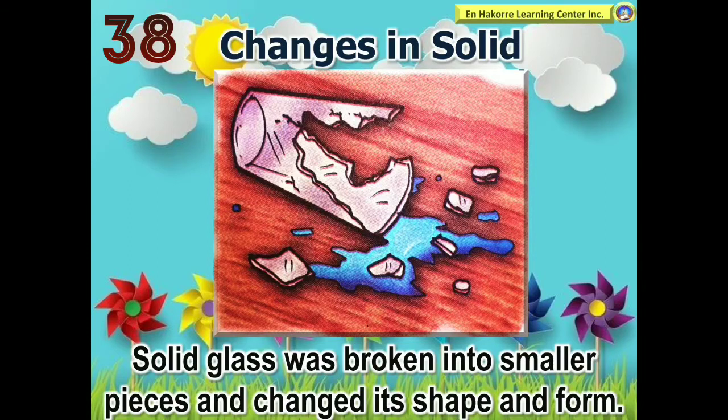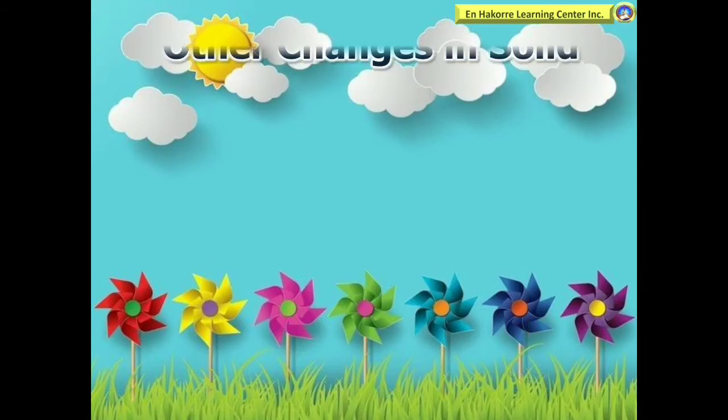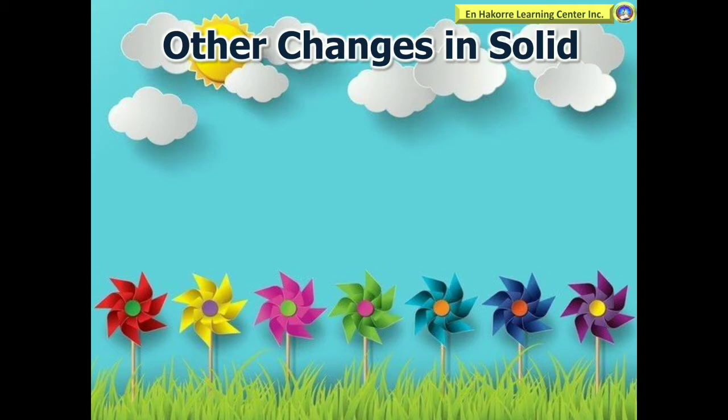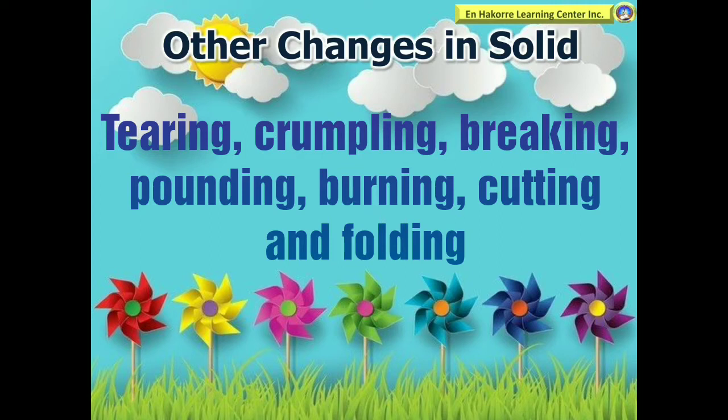So we have there other changes in solid. When I talk about changes in solid, children, these are the solid matter that can change its shape and size by tearing, crumpling, breaking, pounding, burning, cutting, and folding. Those are the different changes that can occur in the solid.